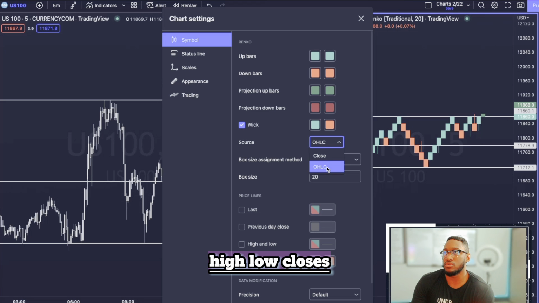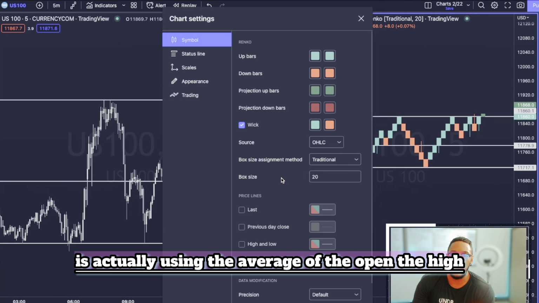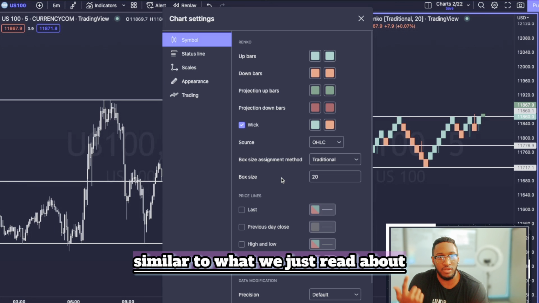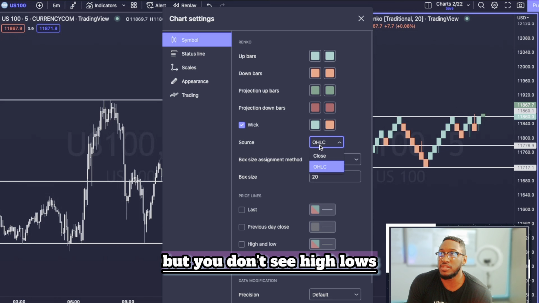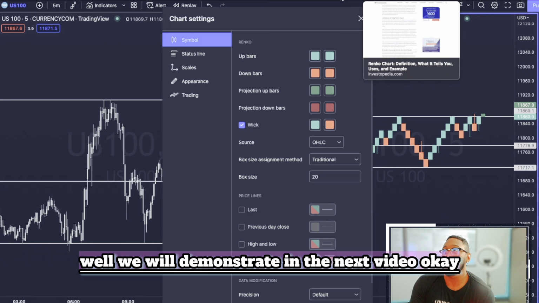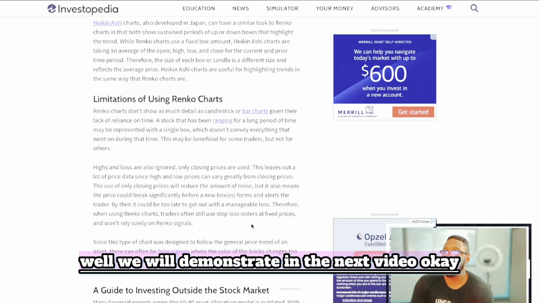So the open, high, low, close is actually using the average of the open, the high, the low, the close, similar to what we just read about Heikin-Ashi charts, but you don't see highs and lows. This is something that we have developed into what we'll demonstrate in the next video.